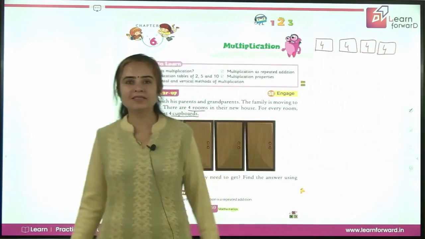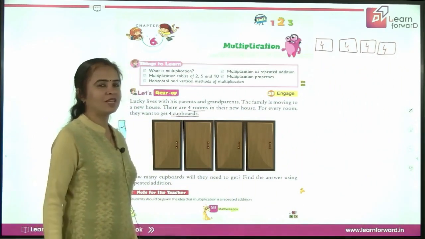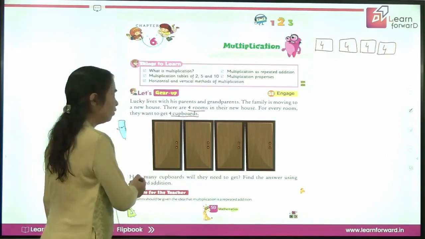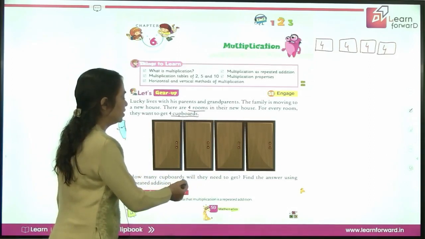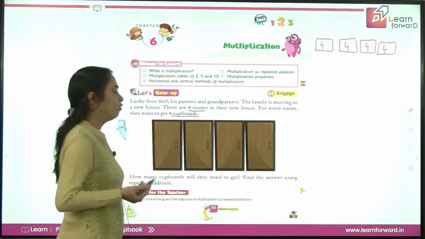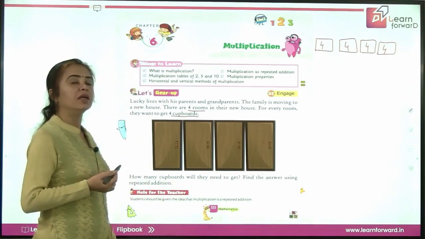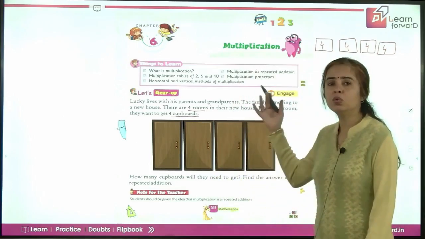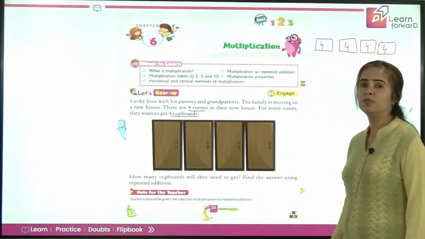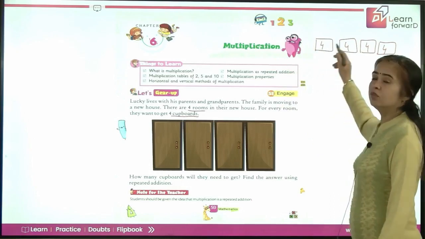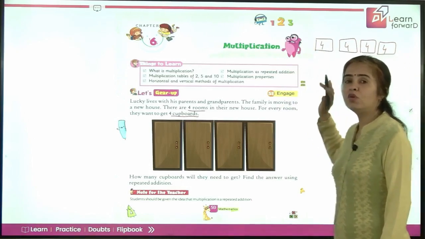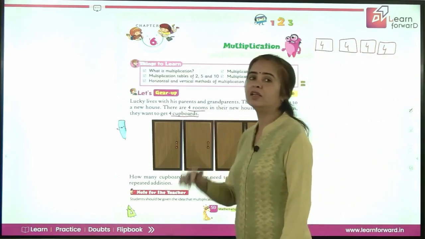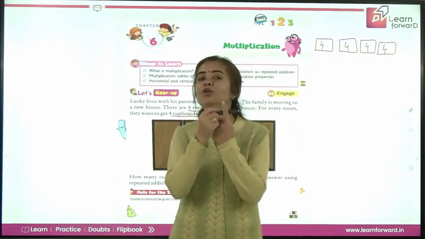So many cupboards. You have lots of stuff to keep in, right? What are they asking? How many cupboards will they need to get? Find the answer using repeated addition. So, what do you see? What will be the total number of cupboards in the home? Let's see. 4, 4, 4, 4. What do you have to do to find the total? Yes, you have to add them.